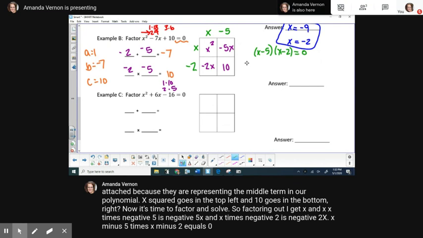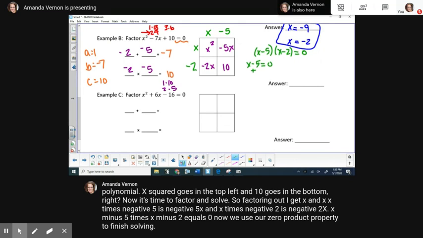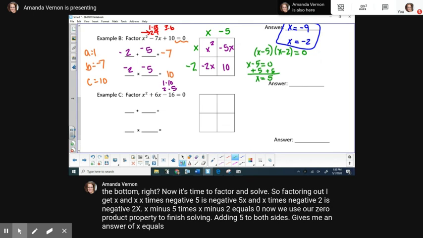Now we use our zero product property to finish solving. Adding 5 to both sides gives me an answer of x equals 5, and x minus 2 equals 0. Adding 2 to both sides, x equals 2.